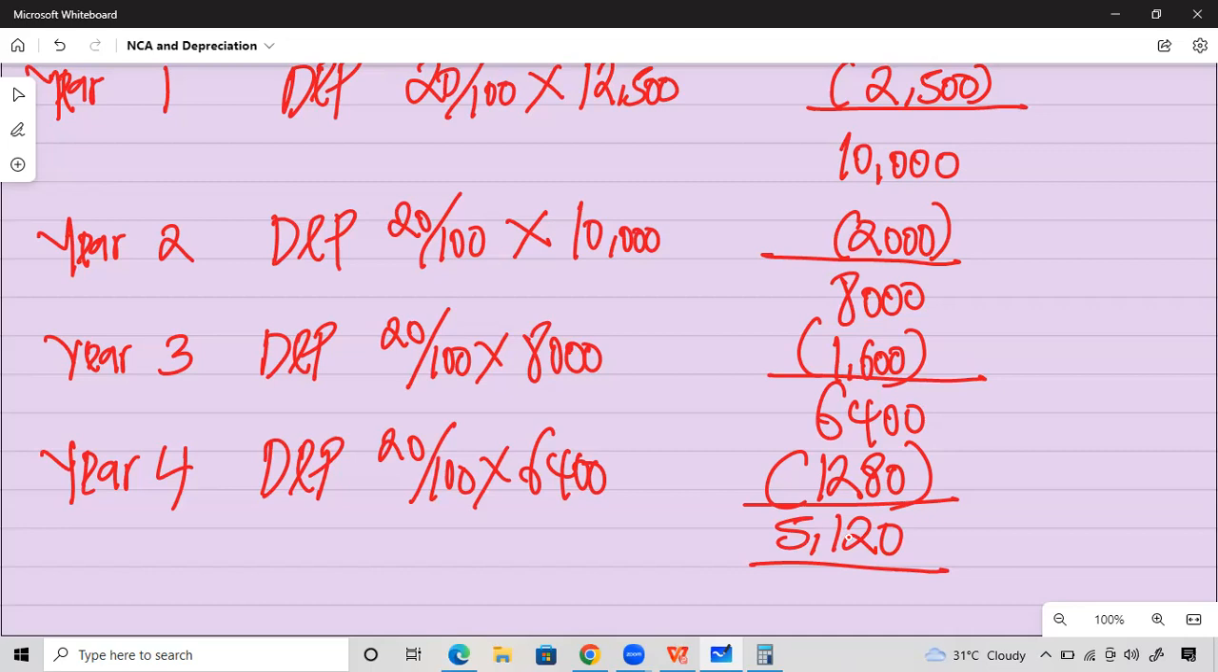So that is how we calculate depreciation under reducing balance. That's how we calculate depreciation under reducing balance.